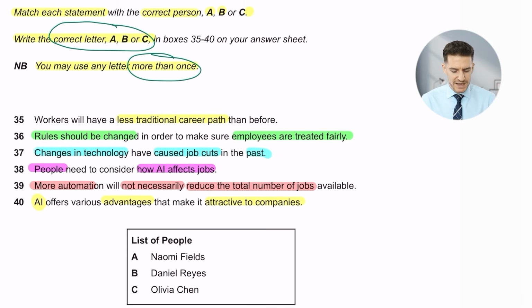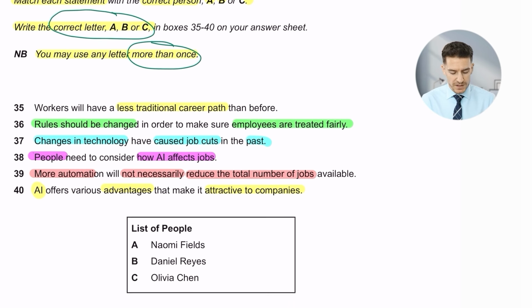So first one, less traditional career path. No, she didn't say anything about that. Rules should be changed. No, it doesn't talk about that. Changes in technology have caused job cuts in the past. No. 38, people need to consider how AI affects jobs. Yes, that was the one we saw last. Okay, so we can put A there for Naomi.